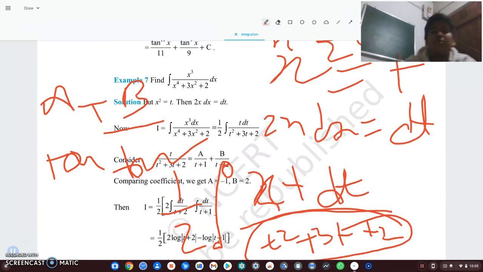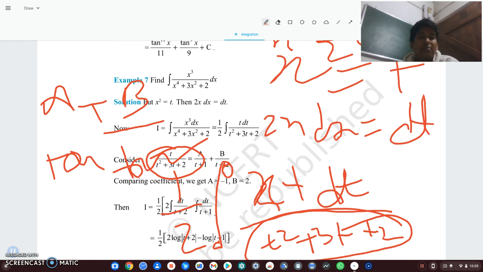Okay, so this was a simple method that I told you. Now what we call this method is partial fractions. What this partial fraction says is that if it is a fraction, like we are able to see it is 1 upon t square plus 3t plus 2, so it is a normal partial fraction question. So how can we solve that?